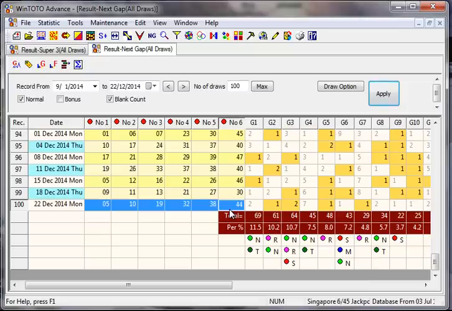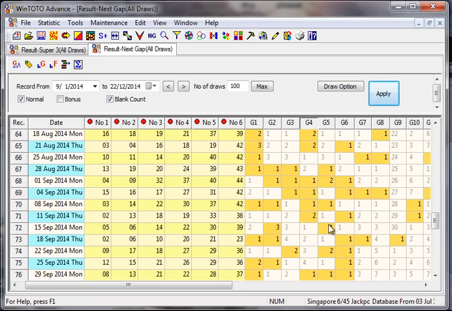Now, the one that really went at a very short gap, that went for 7 draws no show numbers, which is seldom happening.